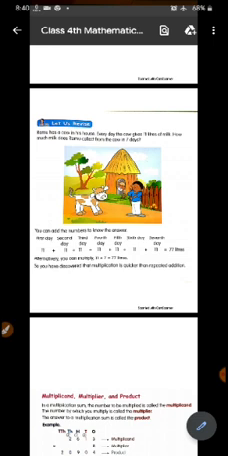To add, we need to repeat the addition of the same number again and again, but by multiplication we can do it easily by multiplying the numbers.